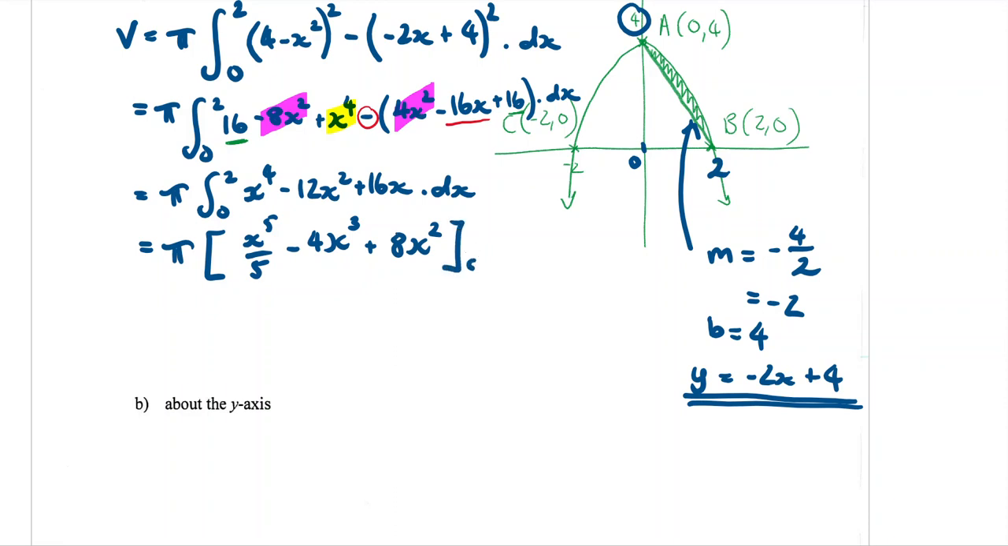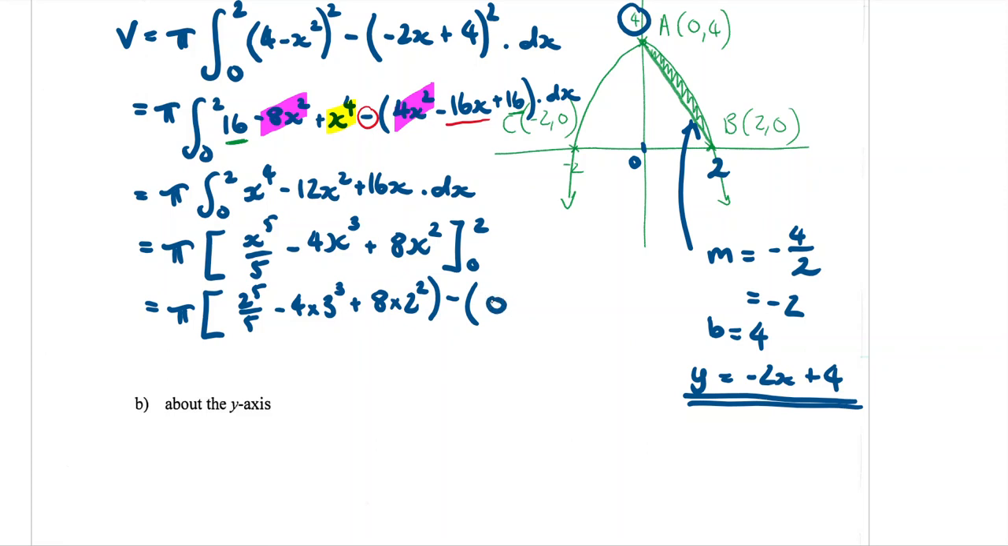Close the bracket between 0 and 2, and then sub in. Big bracket, sub in the 2. We have 2 to the power of 5 over 5 minus 4 times 2 cubed plus 8 times 2 squared. Close bracket, then we minus, and we want to sub in 0.